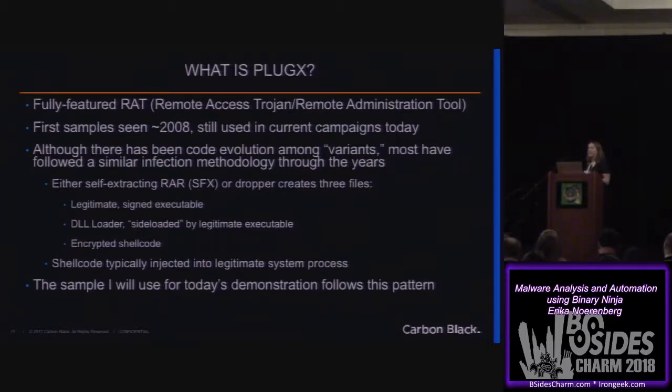You have a self-extracting RAR or a dropper that has 3 files embedded in it. You've got a legitimate signed executable, a DLL loader that typically gets side-loaded by this signed executable, and then you have an encrypted shellcode payload. The shellcode is generally decrypted and decompressed, usually LZNT1, by this DLL and then injected into some legitimate system process. Allow me to talk about that in a minute. So the sample that I'm using today for this demonstration follows this pattern.